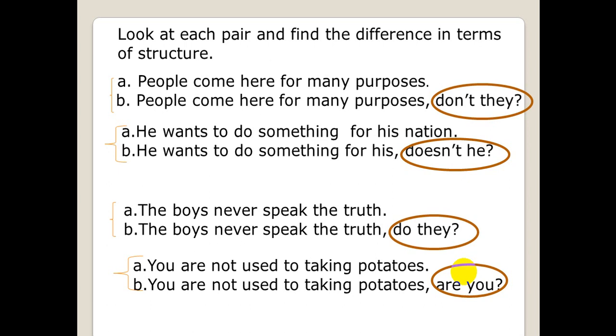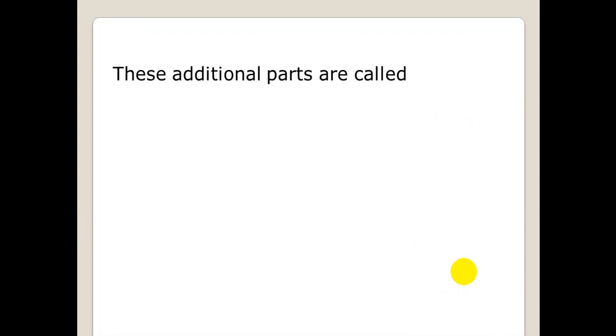So do you know what they are called? No? These additional parts are called what? Question tag. So that's good. So students, today's topic is question tag. So before going in detail, let's try to find out the basic characteristics of tag questions. Okay. For this, we need to look at the examples precisely.